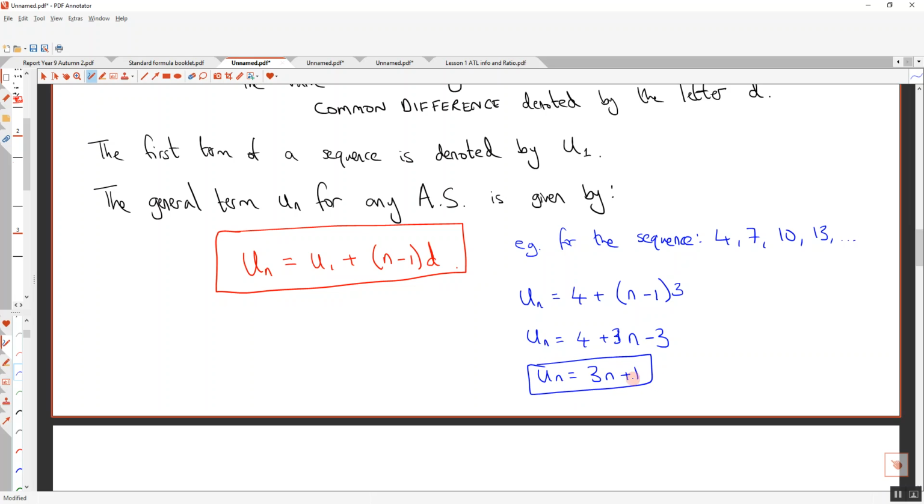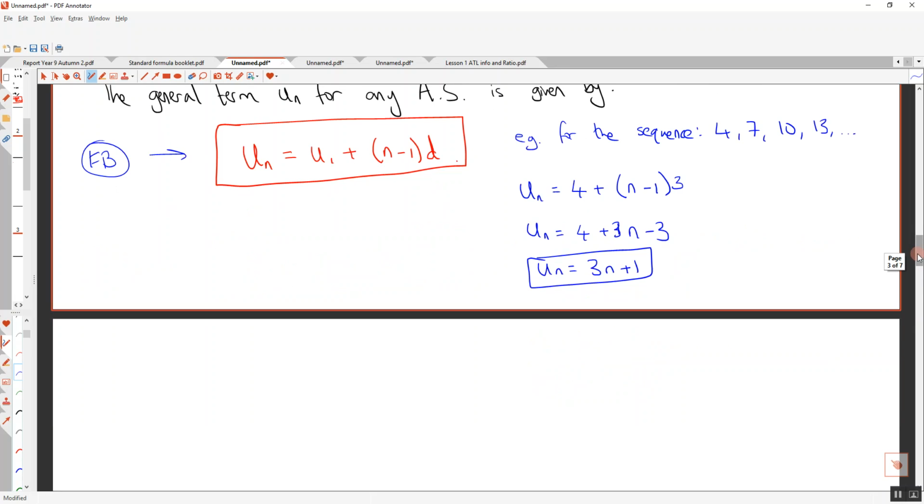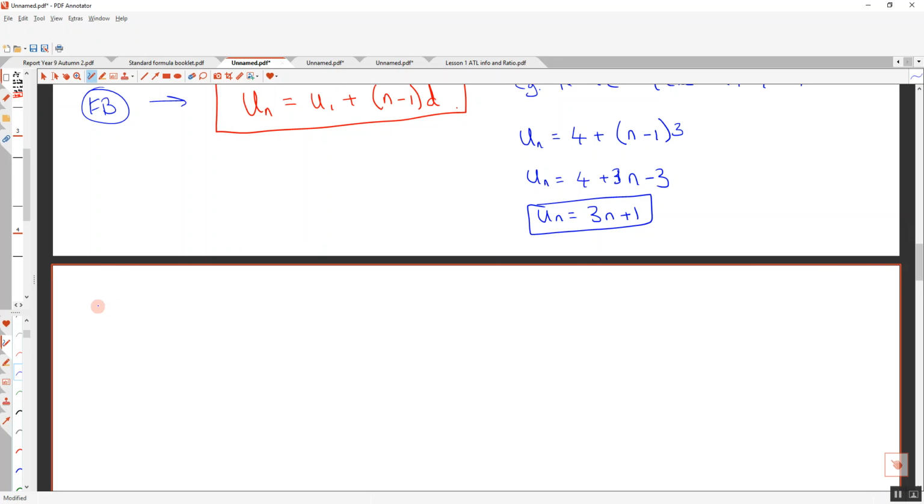Okay, so this gives you the formula for the nth term, and this is in the formula booklet, so you don't need to remember it. But it's pretty straightforward, yeah? It's like you did this last year. So using this formula, what I want you to go have a go at is to find the number of terms in the sequence.